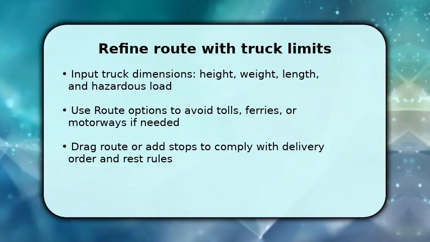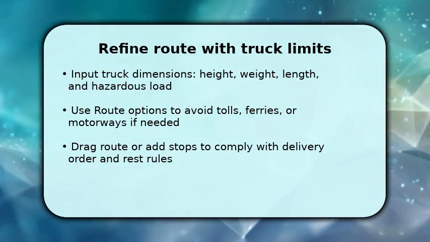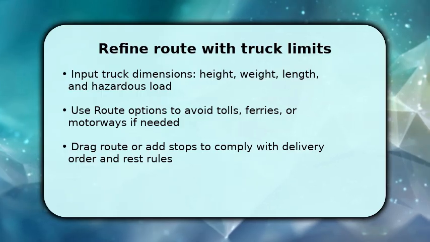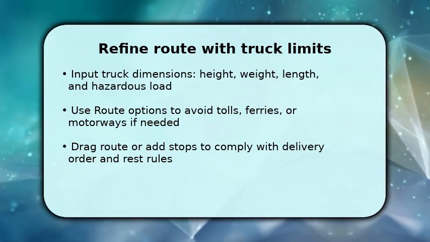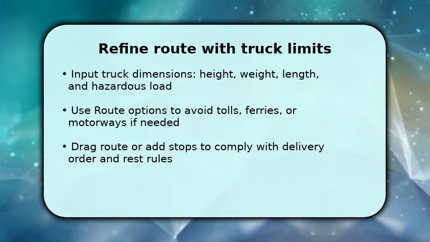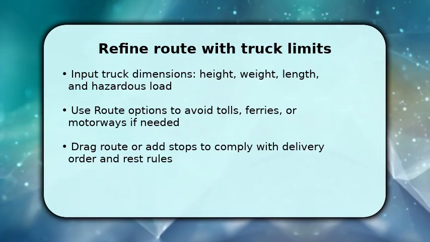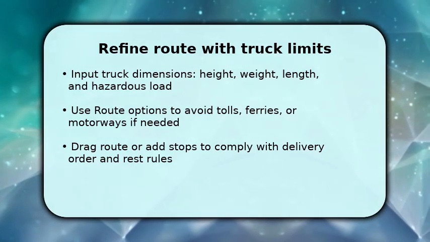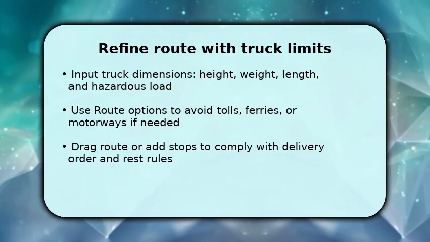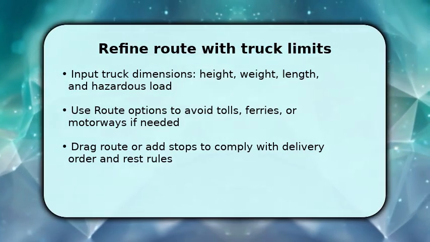Then open route options to toggle tolls, ferries, and motorways based on permits and cost. Make sure to weigh time versus expense. Once that's set, add mandatory stops in the correct sequence for deliveries or driver rest. You can drag the route on desktop to adjust. These steps create a legally compliant and efficient path that reflects real-world constraints.